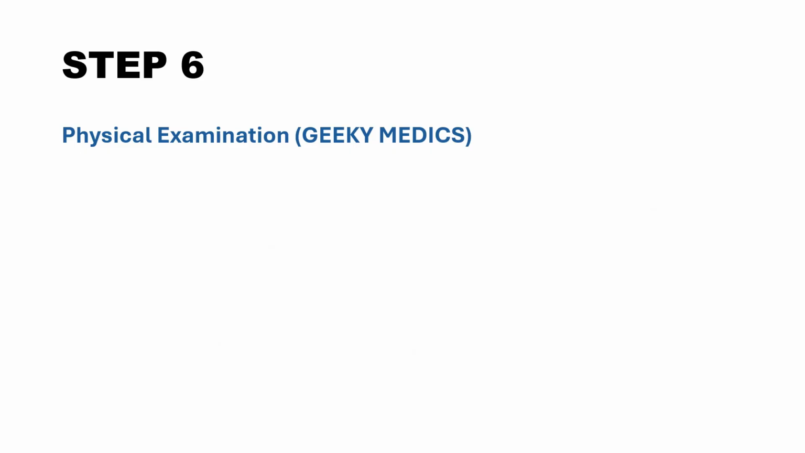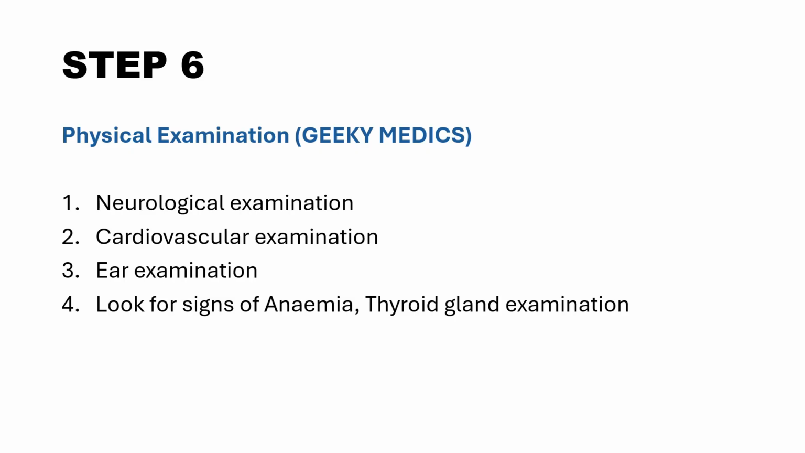So after you have established a probable diagnosis, you have to physically examine the patient. For example, if you think that it is a central nervous system pathology, do a full upper and lower limb neurological examination along with the cranial nerves. If you think it is cardiac, do a cardiovascular examination. For the vestibular system, do an ear examination. And if you feel it is generalized lightheadedness, something vague, then you have to look for signs of anemia and do a thyroid gland examination as well. To learn about these examinations, you can refer to Geeky Medics.